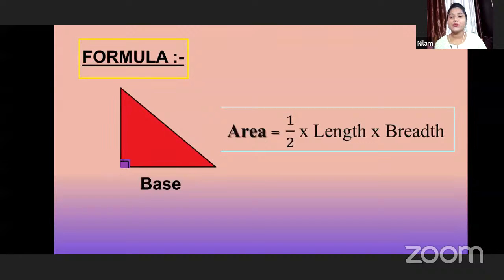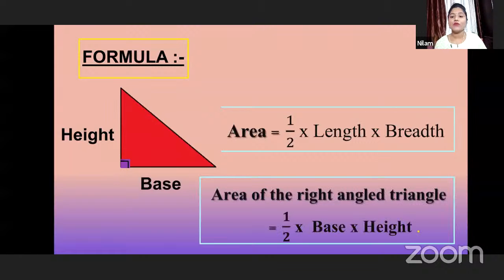Okay, so the area of a triangle will become, see, one is base and one is height. In a rectangle, we considered length and breadth, but in a triangle, the dimensions are base and height. So there will be a little change in the formula that we have seen. The formula of a right angled triangle will be half times base times height, as the two dimensions are base and height.